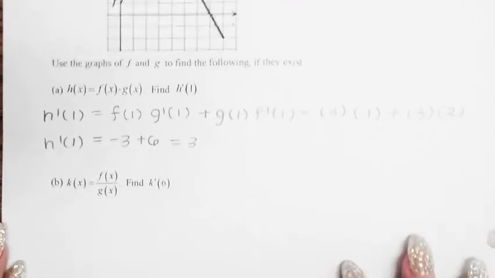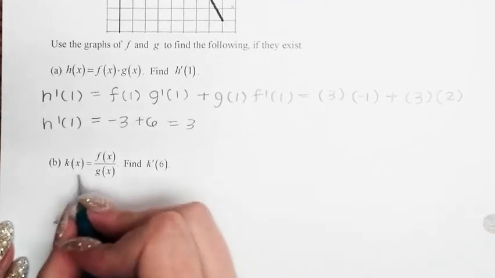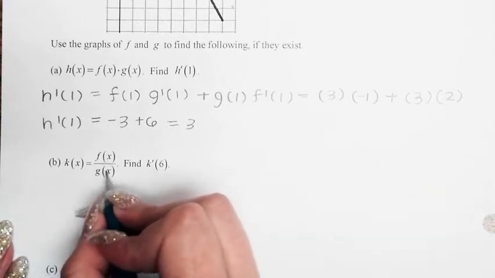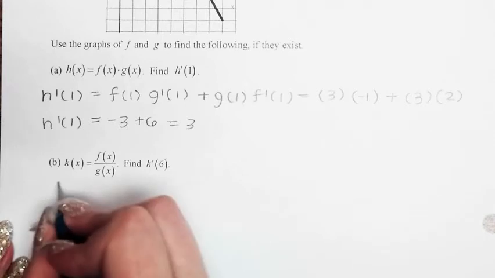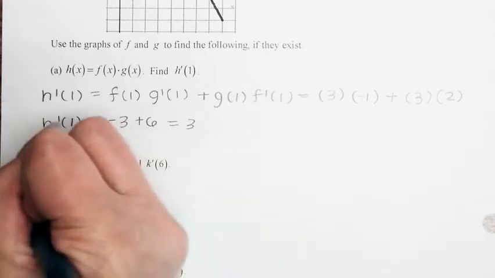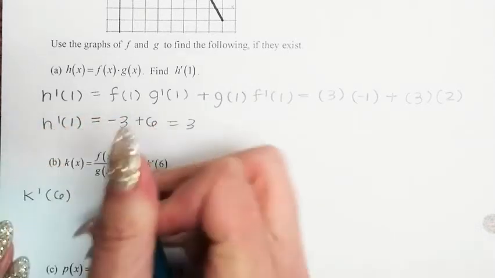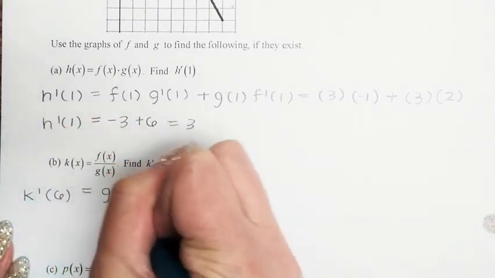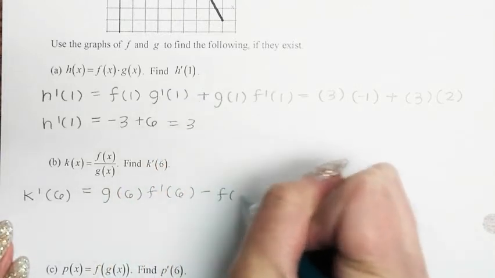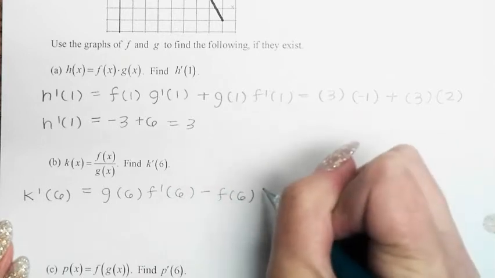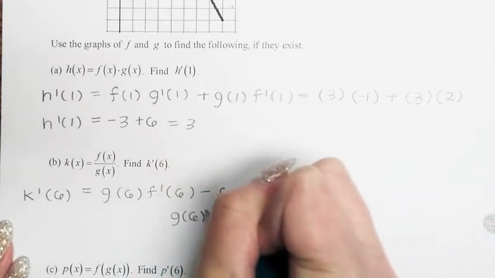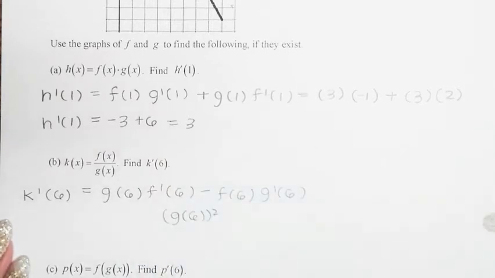For the next one, you can see that k is formed by the ratio of f of x divided by g of x, meaning in this situation, since I want k prime of 6, I want to use the quotient rule. So k prime of 6 is going to be equal to the bottom one times the derivative of the top one minus the top one times the derivative of the bottom one, divided by the bottom one squared. Okay, so let's get my ruler here.